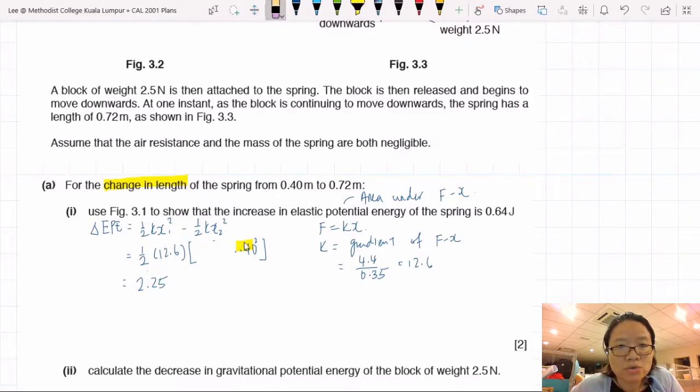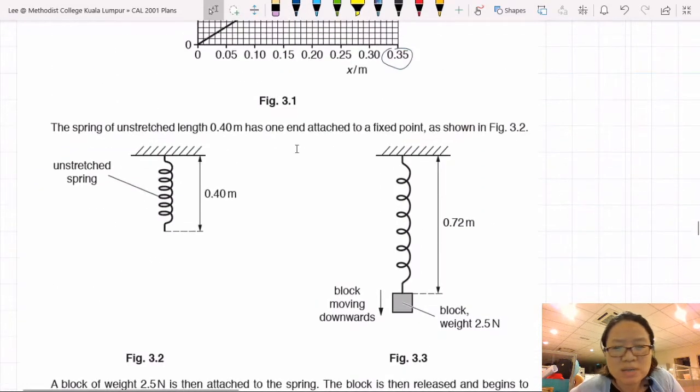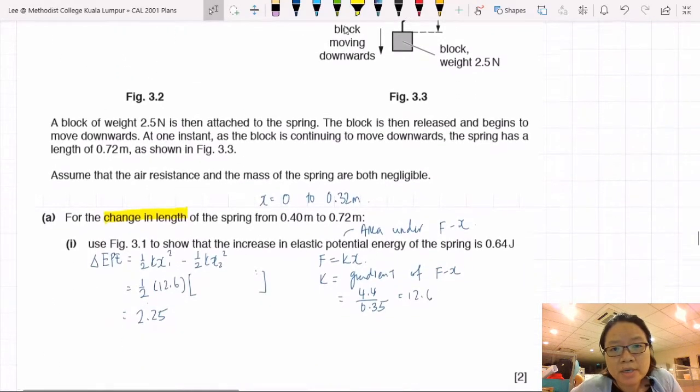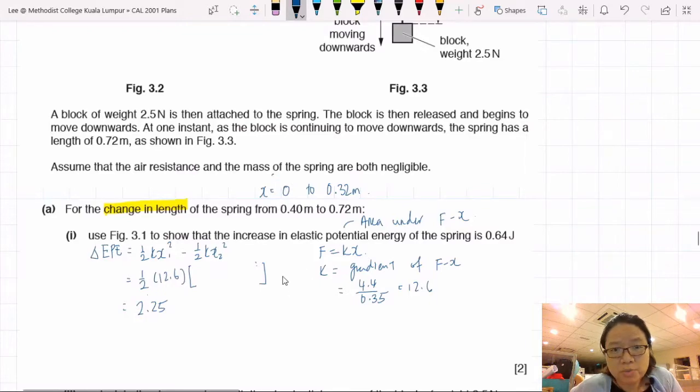Okay, if you look at this, the change in length, this one is wrong. Okay, so what you can do is you rub off. And then you notice that actually the change in length at 0.40, this is the original length, so the extension is actually 0. This is why they give you the answer so that you can double check and also use up some time. Okay, so 0.35, you are still well within your Hooke's law. So 0.32 square minus 0 square. And this should hopefully give you your 0.6-ish joule.